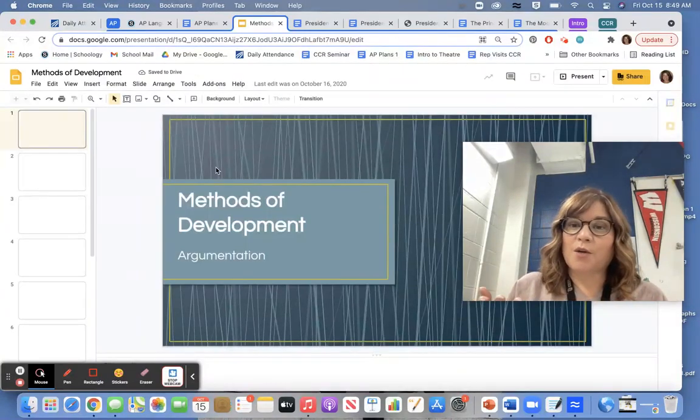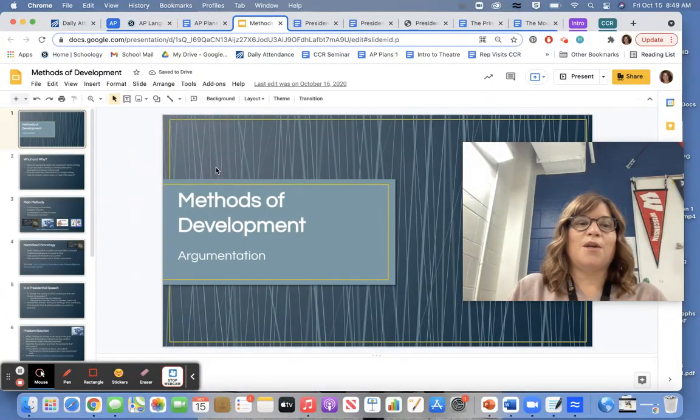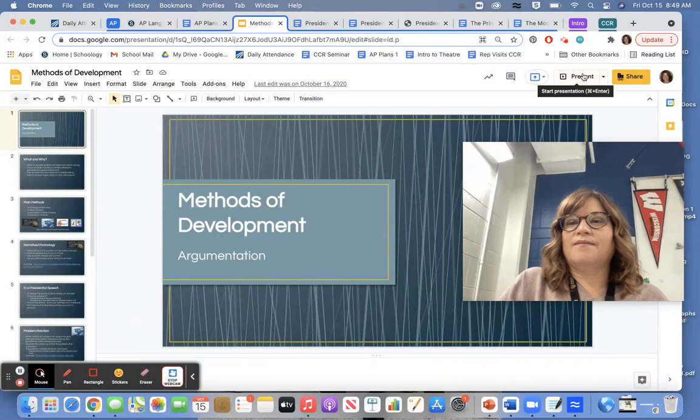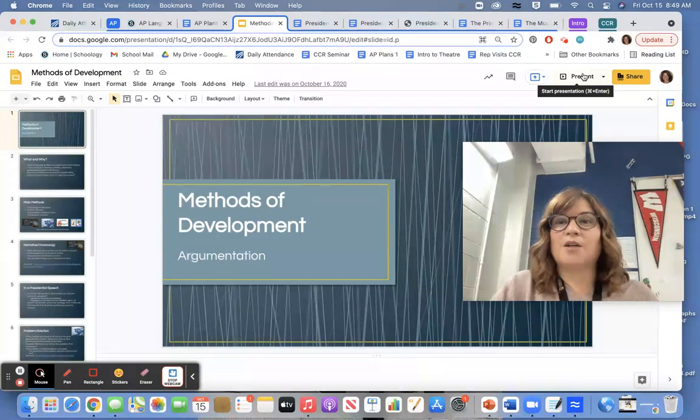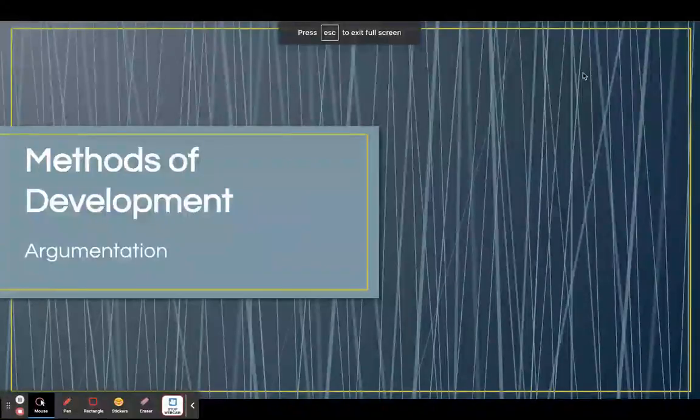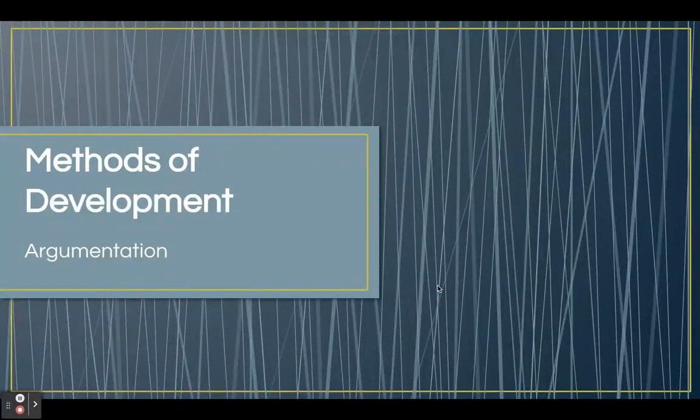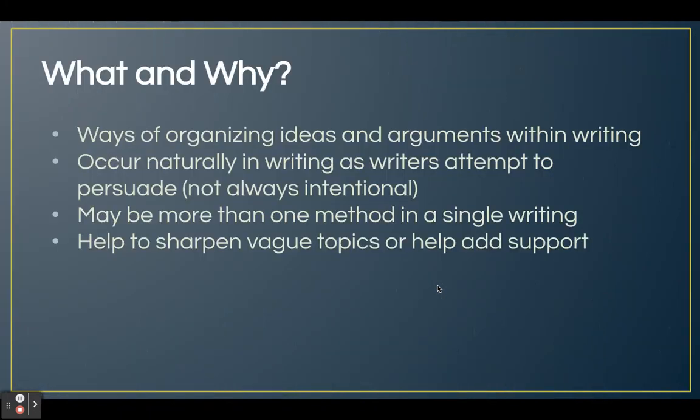So I'll explain a little bit about the methods of development that you're going to be using. We've discussed methods of development a little bit already, but this is your first time to actually write using different types of methods of development. And each of you has been assigned, as partners, one of the 4 types of method of development. So, methods of development are ways that we organize ideas and arguments within our writing. Most of the time, this happens naturally. Writers attempt to persuade, and it's not always something that they do intentionally.